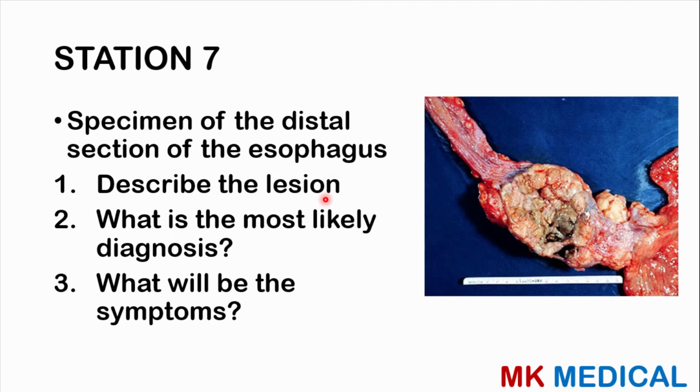Moving on to station 7, a specimen of the distal section of the esophagus is shown in the picture. Describe the lesion. What is the most likely diagnosis? What will be the symptoms? I will give you 2 seconds to write down your answer. And here comes the answer.